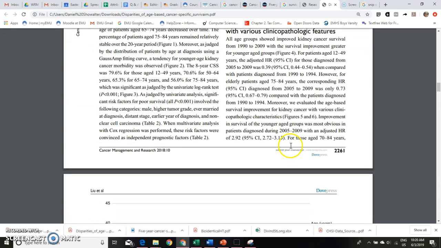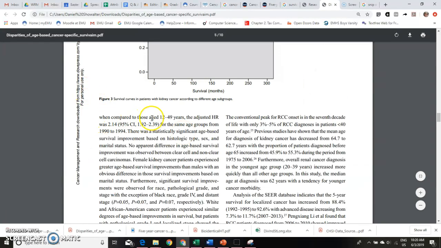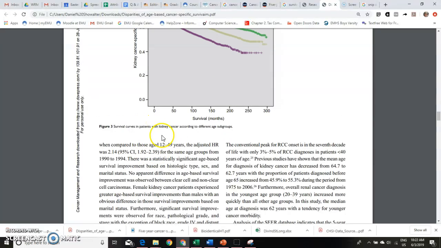If we go up right above this, it started to say for those aged 70 to 84 years, so that's that highest age group, when compared to those aged 12 to 49 years, the adjusted hazard ratio was 2.14, and then it gives this confidence interval of 1.92 to 2.39. What does that mean?